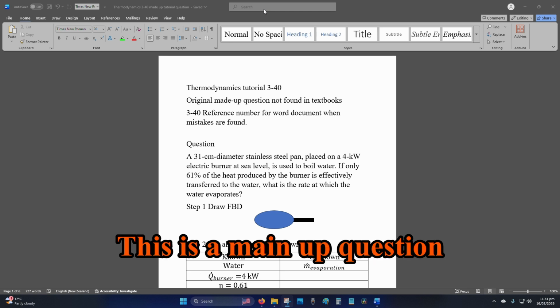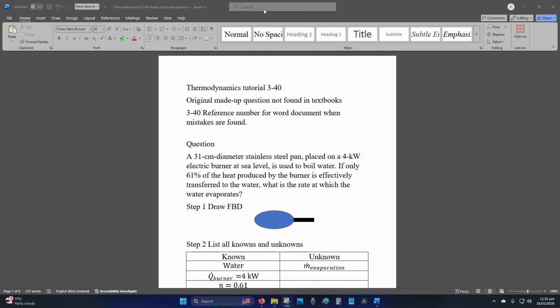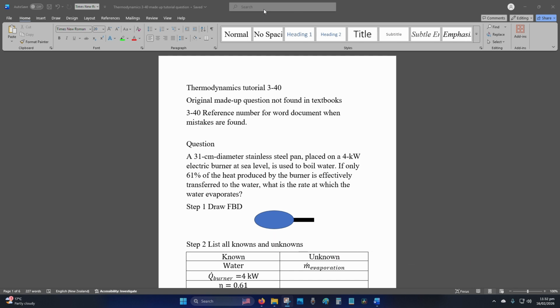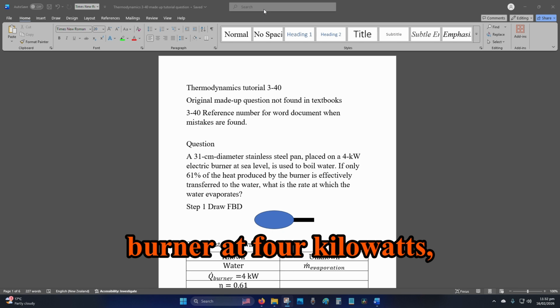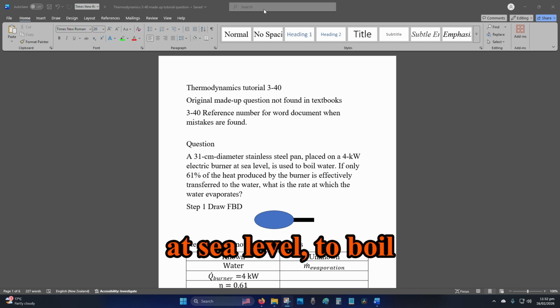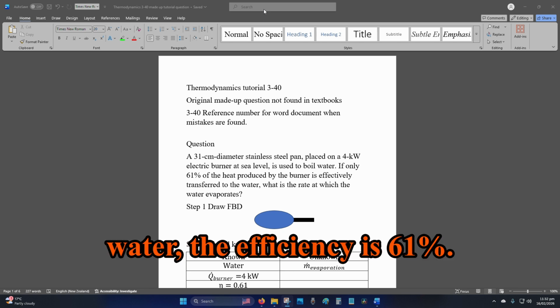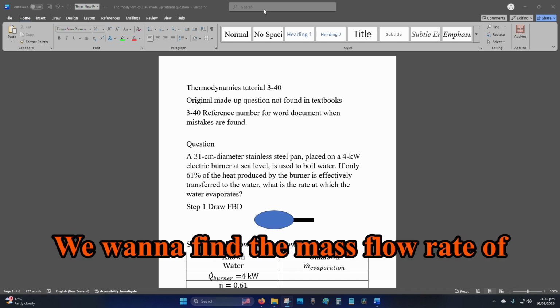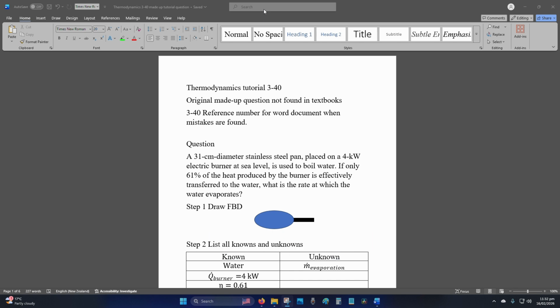This is a made-up question not found in your textbooks. We have a stainless steel pan that is 31 centimeters in diameter. We've got an electric burner at 4 kilowatts at sea level to boil water. The efficiency is 61%. We want to find the mass flow rate of evaporation for water.